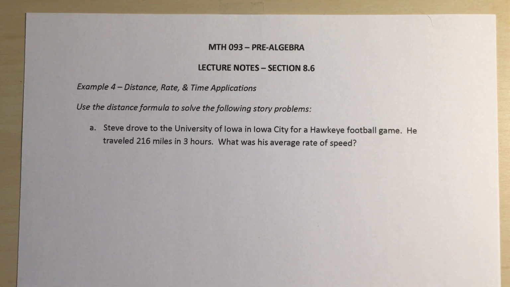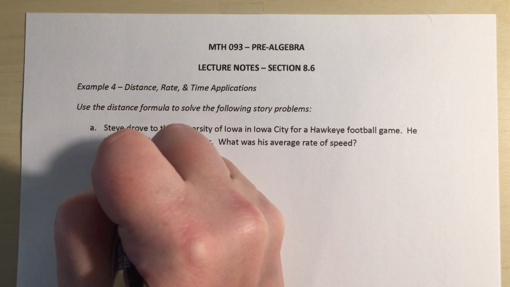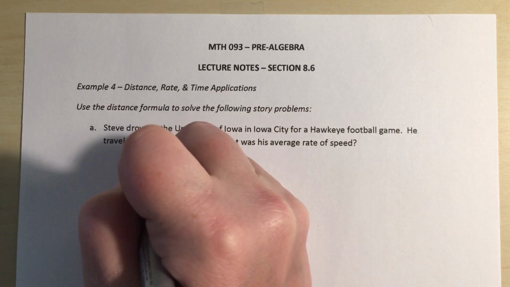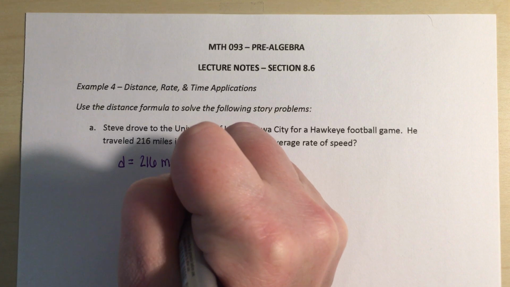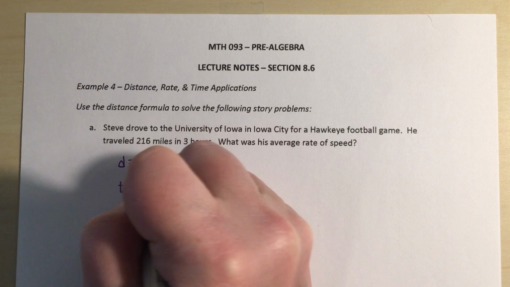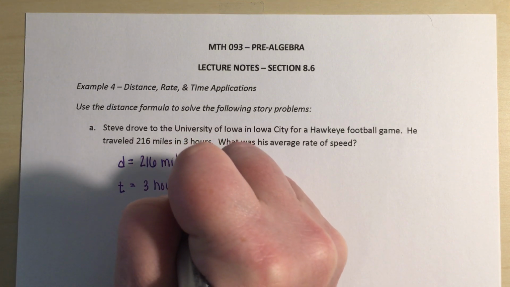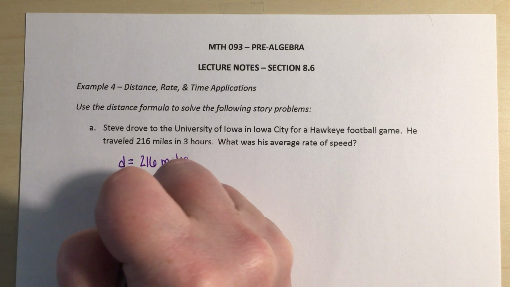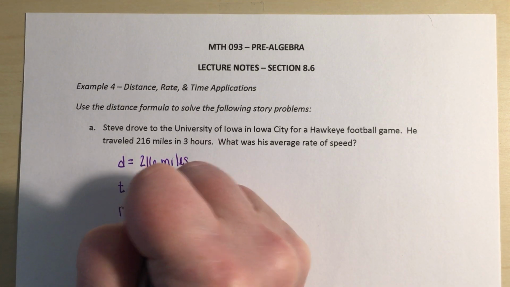When we're doing story problems, the thing I like to do is read through my problem and start by making a list. Right? So Steve drove to the University of Iowa in Iowa City for a Hawkeye football game. He traveled 216 miles in 3 hours. What was his average rate of speed? Right, so I'm going to start by listing out what we know. Right, we know Steve's distance was 216 miles. Right, we know Steve's time was 3 hours. Right, so what we are looking for is his average rate of speed.